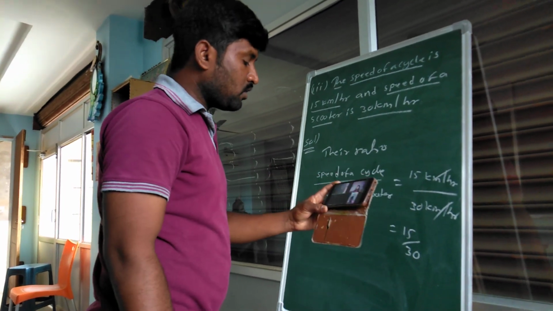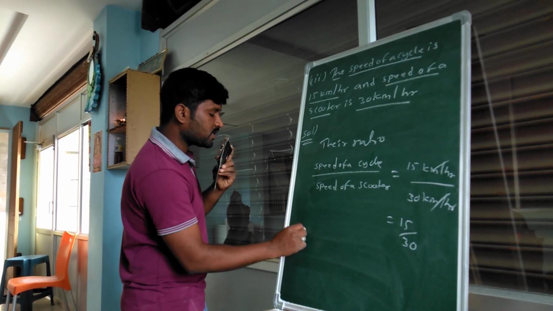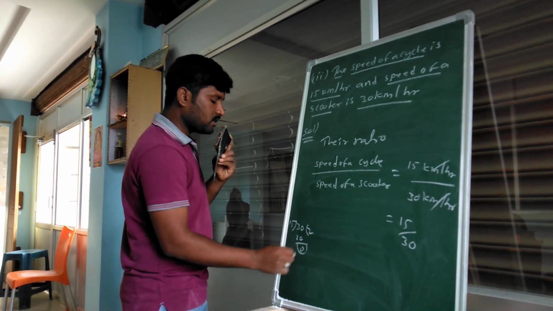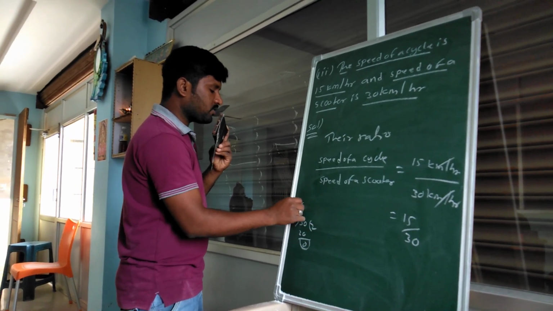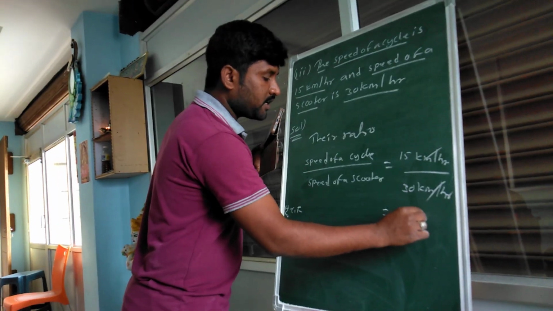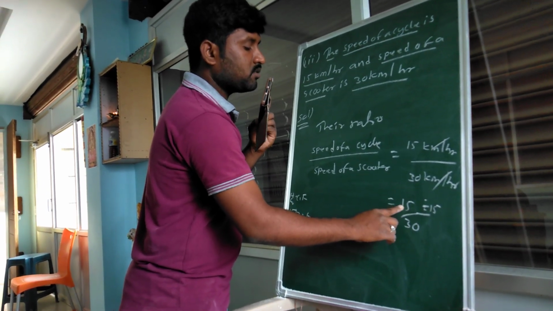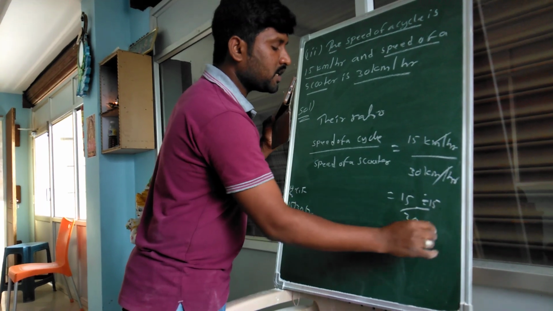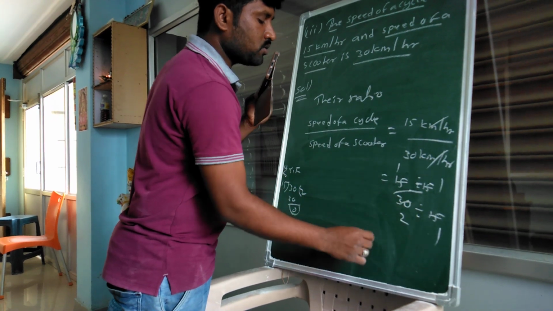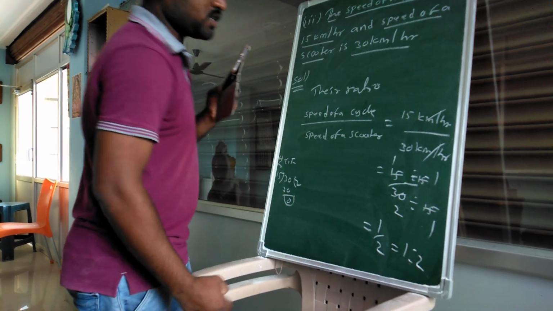Now what is the HCF of 15, 30? Find out the HCF of 15 and 30. 15 twos are 30, so this is the HCF. 15 is the HCF of 15, 30. So that's why you divide numerator 15 with 15 and denominator 30 with 15. 15 ones are 15, 15 twos are 30. That is nothing but we are getting 1/2, which is equal to 1:2.